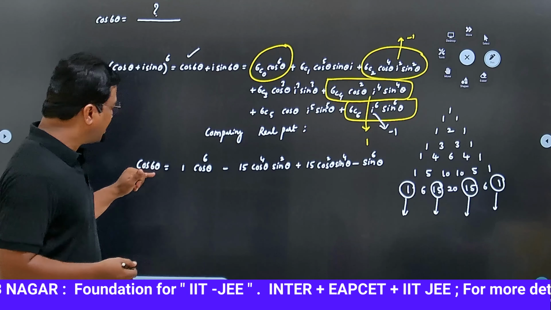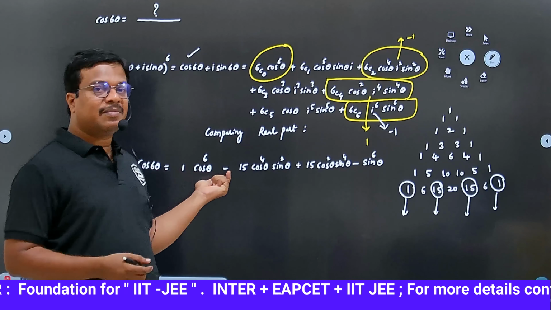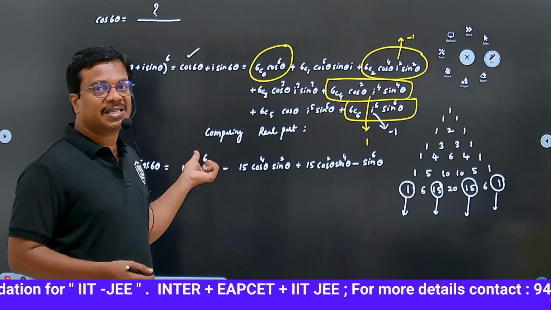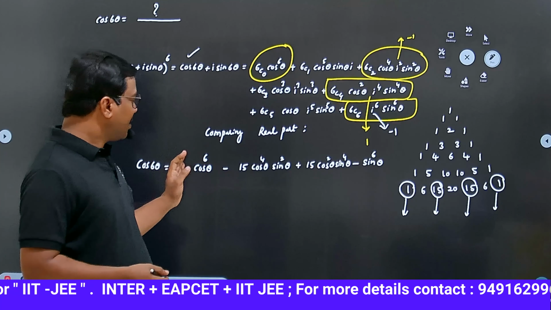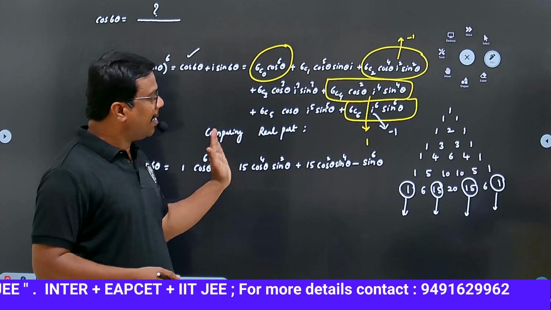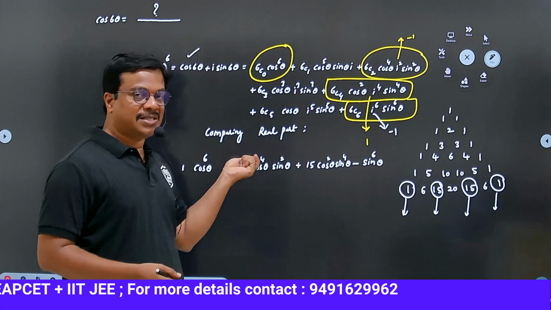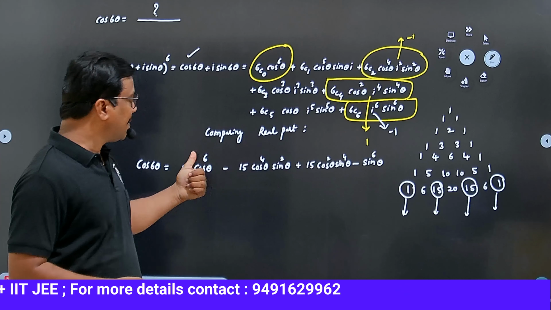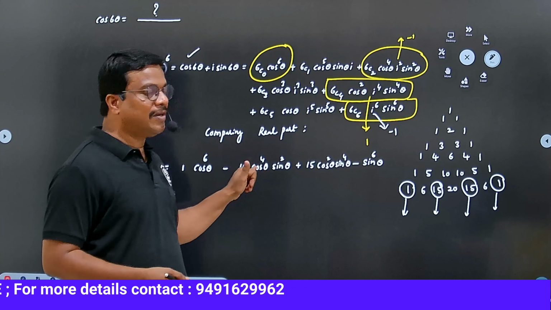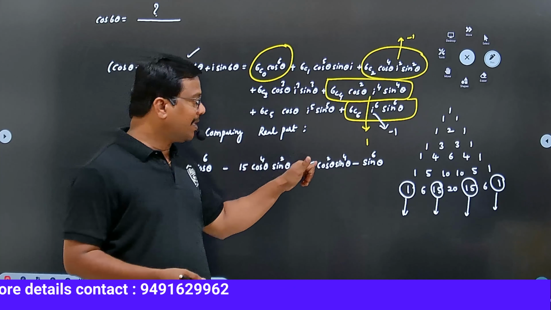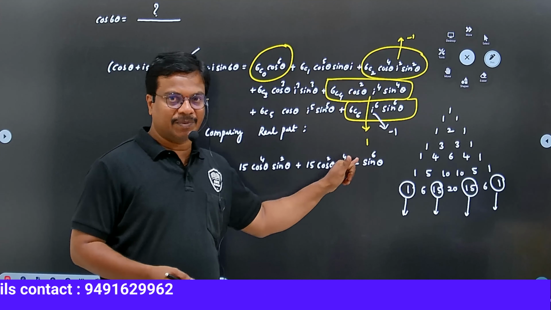When you have cos 6 theta, the first term is cos theta power 6, and in the next and next terms the exponents are reduced by 2 units. Remember, here it is cos theta power 6, the next term you will get cos theta power 4, then cos square theta, after that cos theta power 0.